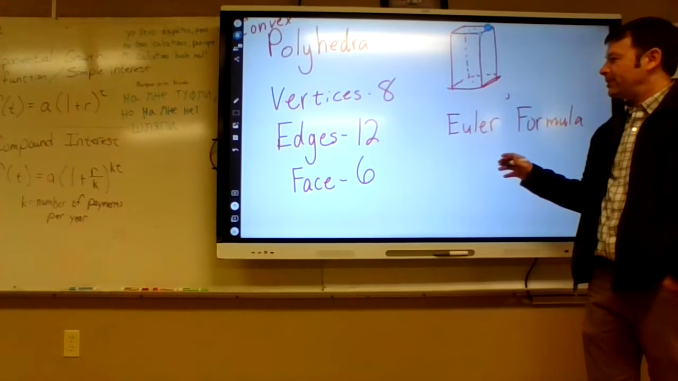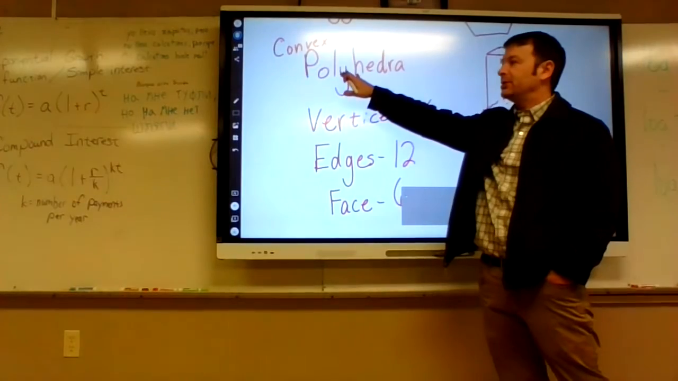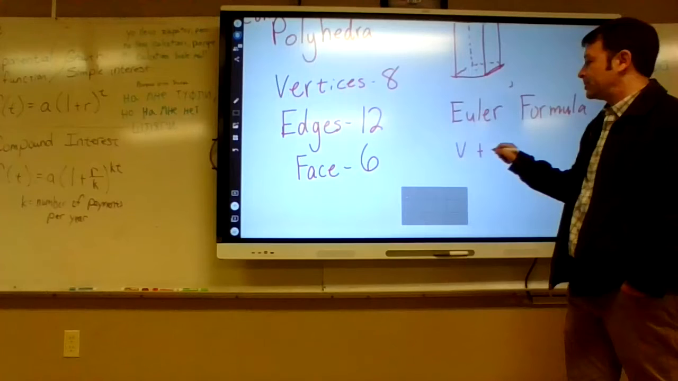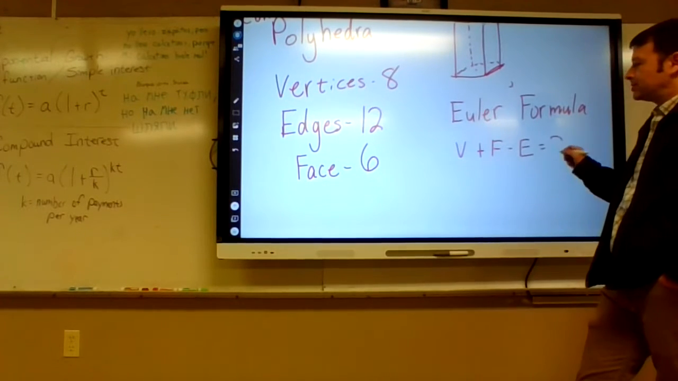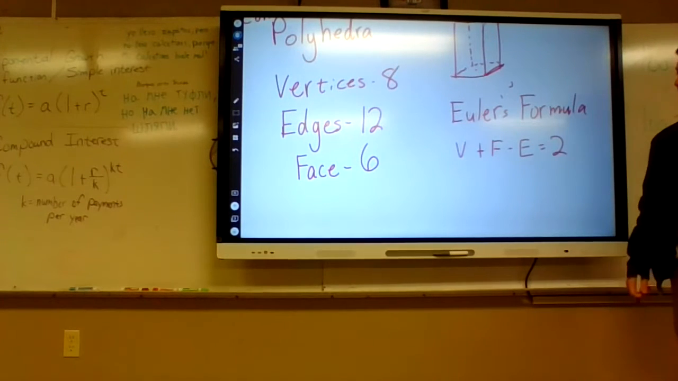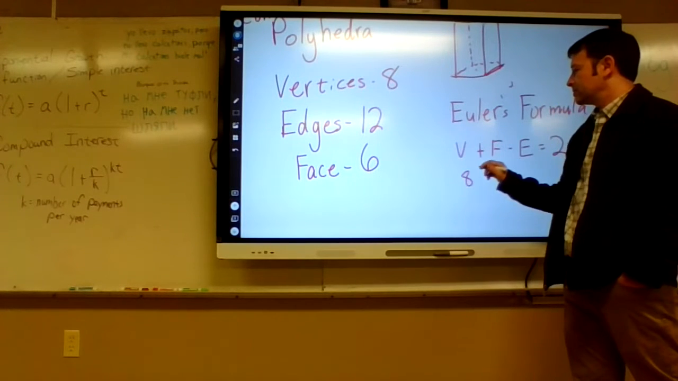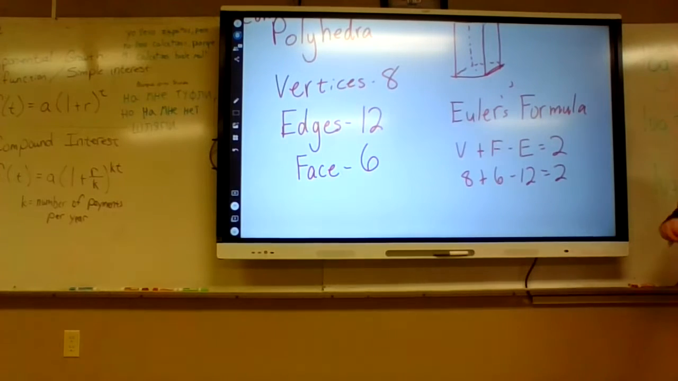Anyway, it turns out on any convex polyhedron that if you do the vertices plus the faces minus the edges, you always get 2. Euler's formula. So on this one, that would be 8 plus 6 minus 12 equals 2. Should work out that way every time. Interesting.